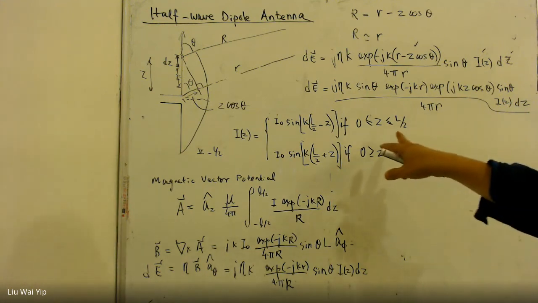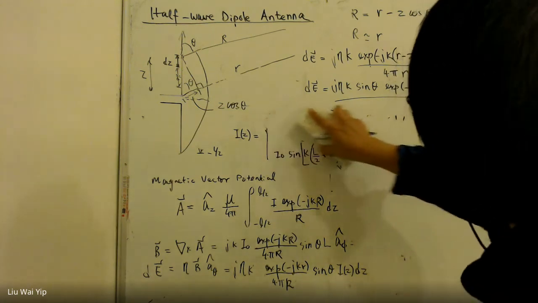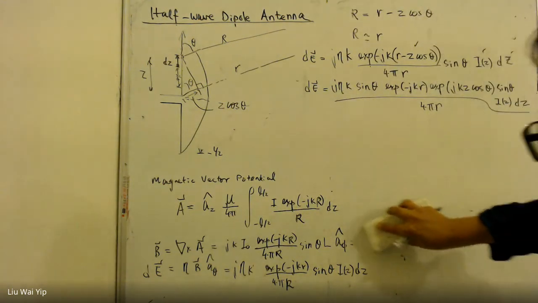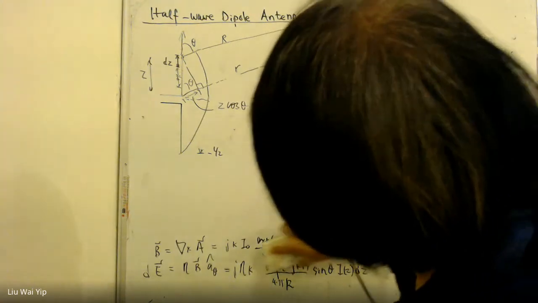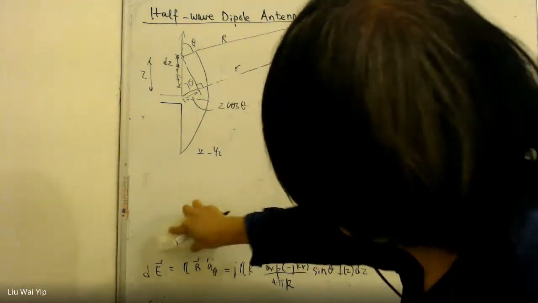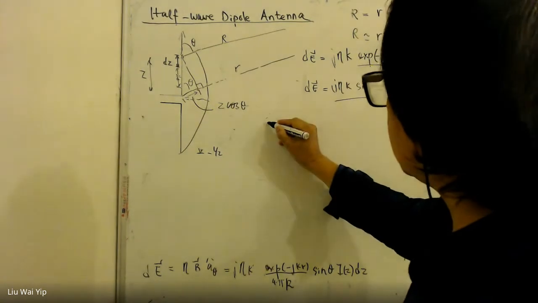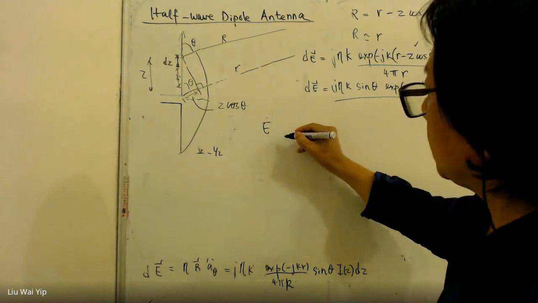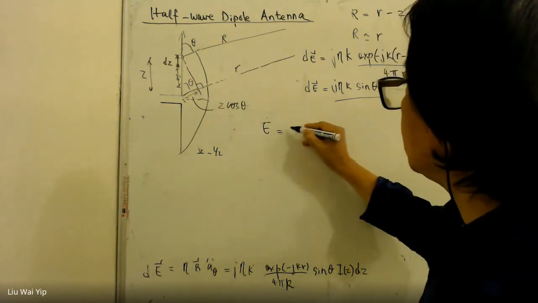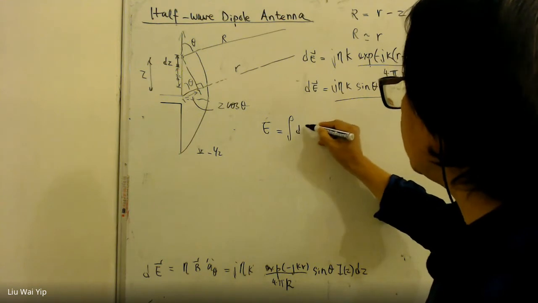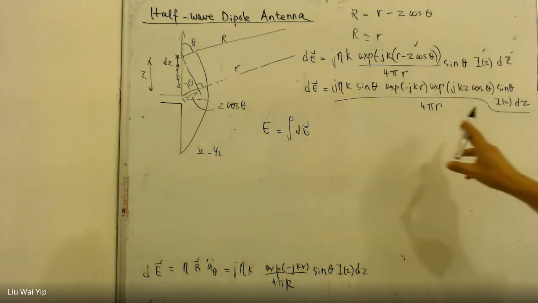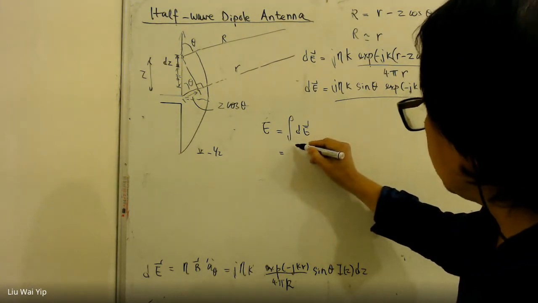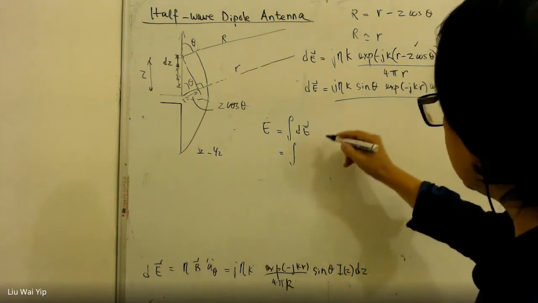Okay, in order to find the electric field, we need to integrate EE. So the total electric field for these radiation patterns, for this half-wave dipole, is going to be the integral of this one, and the integral which in turn can be calculated from the integral of this expression.